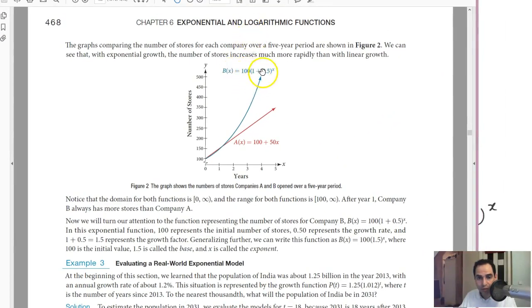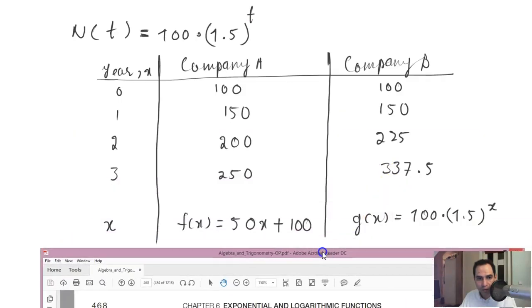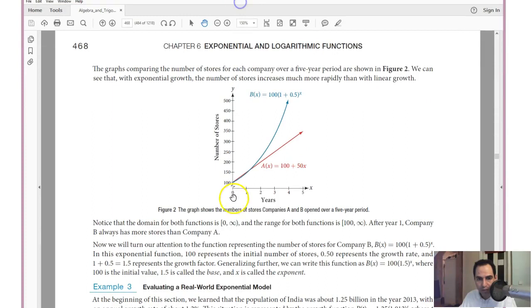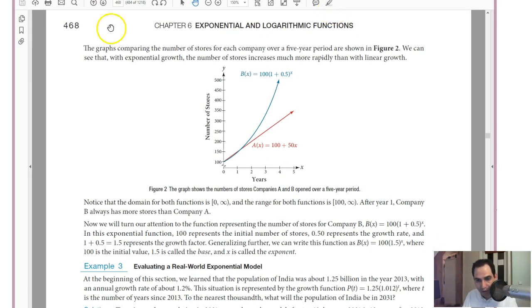This is company B, which was the exponential model. You can see that up to x is equal to 2, the outputs were almost the same. But from around 2, this function is growing uniformly. It's a constant change, it's a straight line, but the exponential, company B, is growing exponentially.